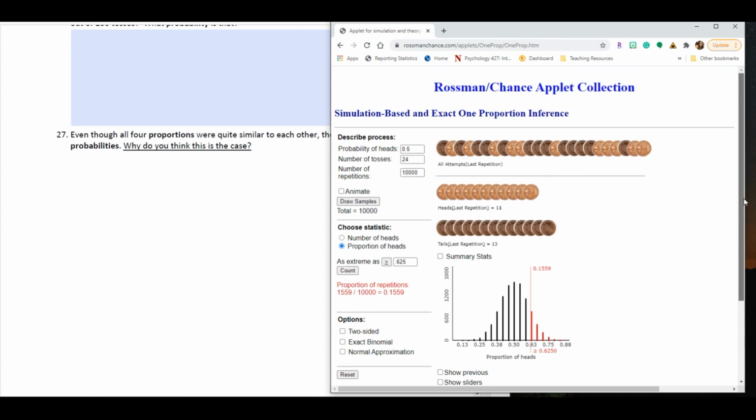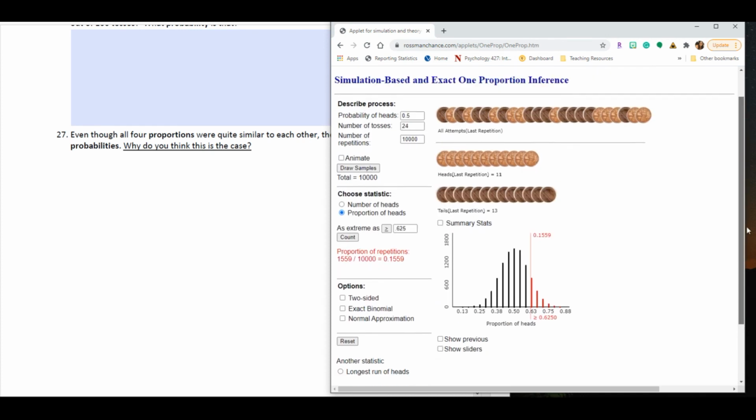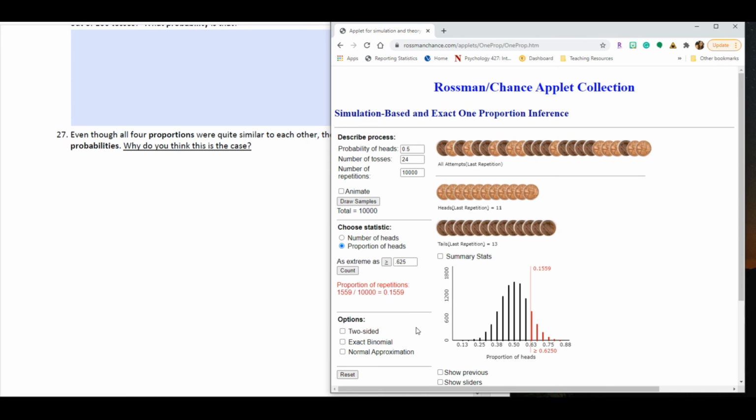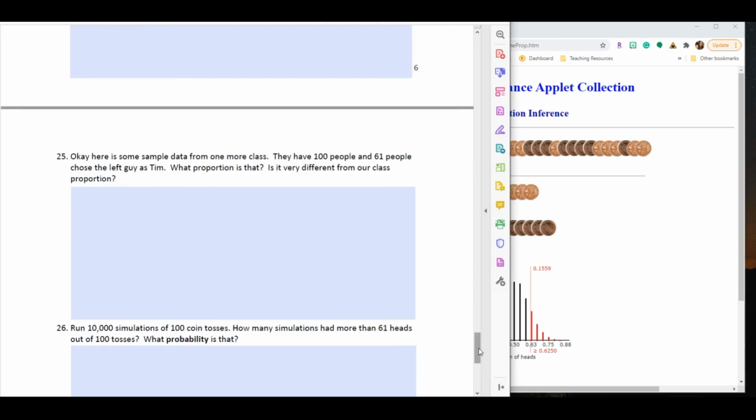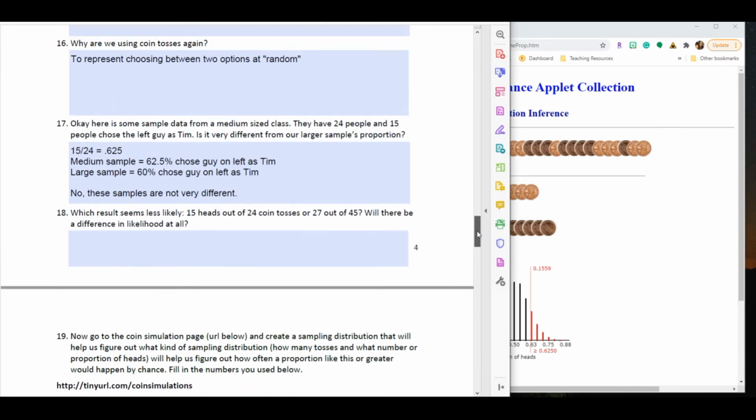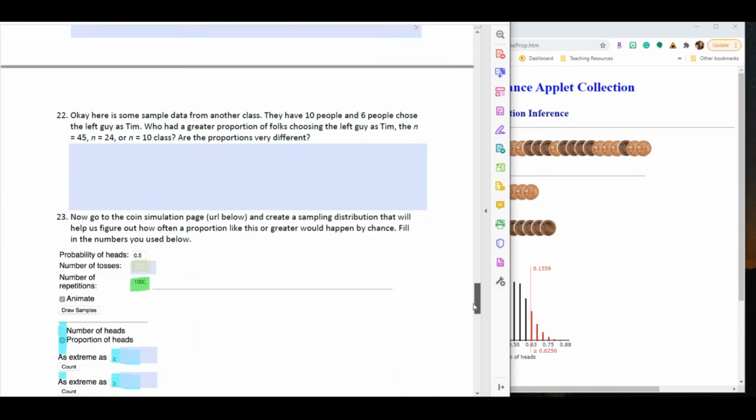Okay. So hopefully that was helpful in demonstrating this simulation website, explaining how to use it, and that gives you enough to work through the rest of this classwork, filling it out on your own.